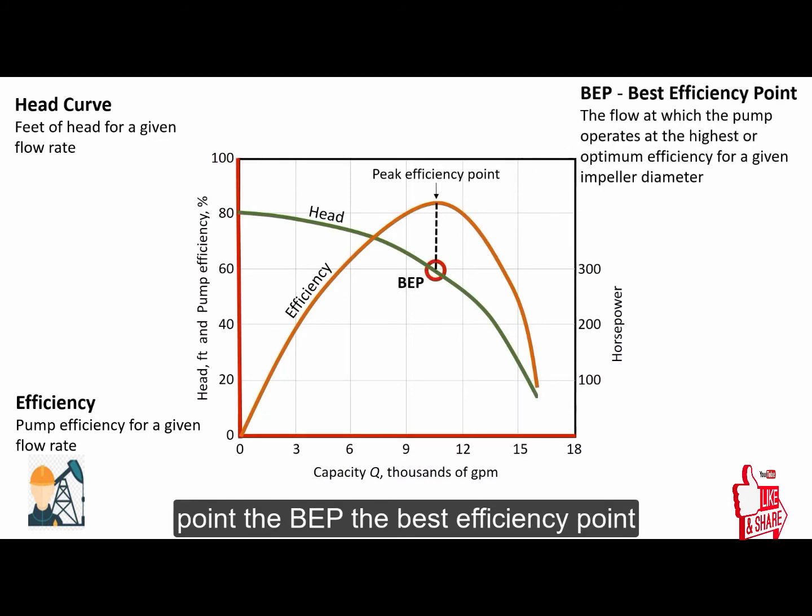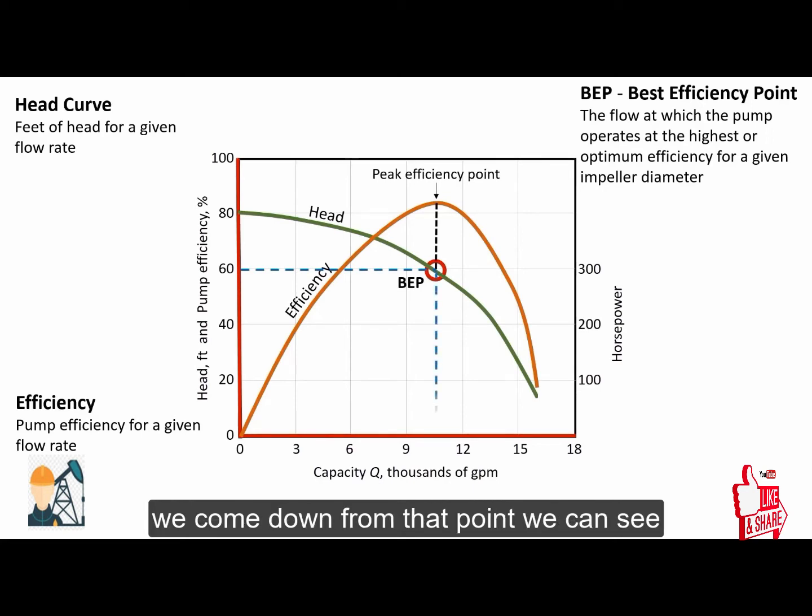The best efficiency point is the flow at which the pump operates at the highest or optimum efficiency for a given impeller diameter. If we come across to the left from that point, we see that that head is about 60 feet. If we come down from that point, we can see that the flow at 60 psi is approximately 10,500 gallons per minute.